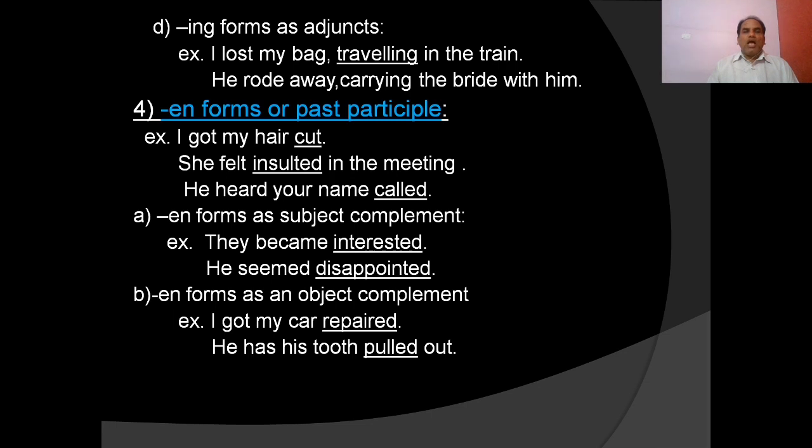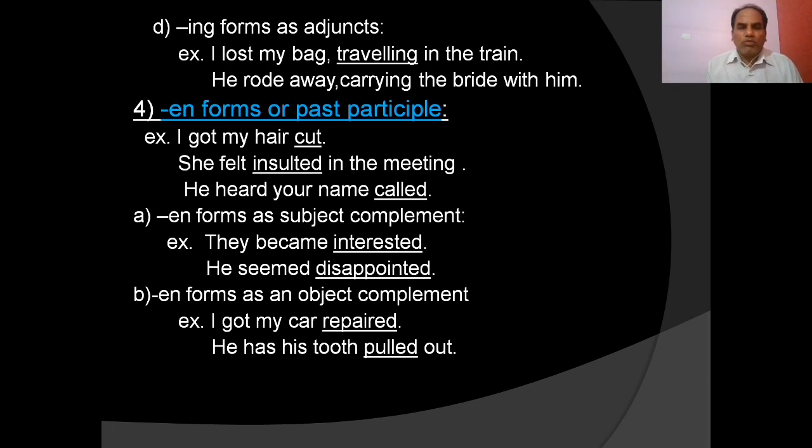How? I lost my bag traveling in the train. He rode away carrying the bride with him. Traveling and carrying are examples of the -ing form of the non-finite verb, and they are used as adjuncts. Because if you remove them, the sentence is not meaningless. I lost my bag. Complete sentence. So it is an additional part. So it is an adjunct.